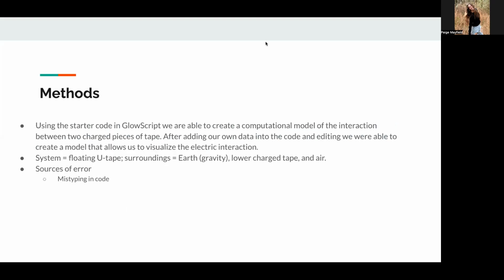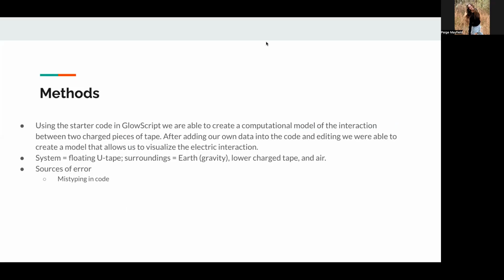To do this, we're going to use the starter code given to us and put it in GlowScript. Then we're going to add our own information to this model, run the code, and create a visual representation of the electrical interactions on the tape.